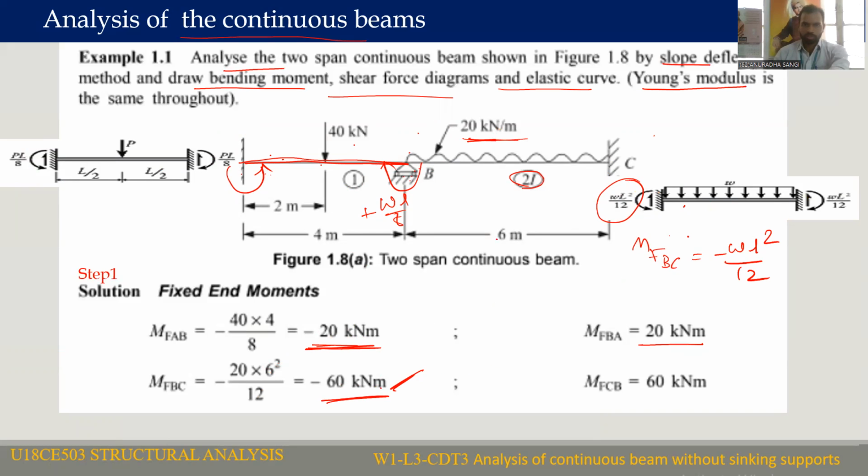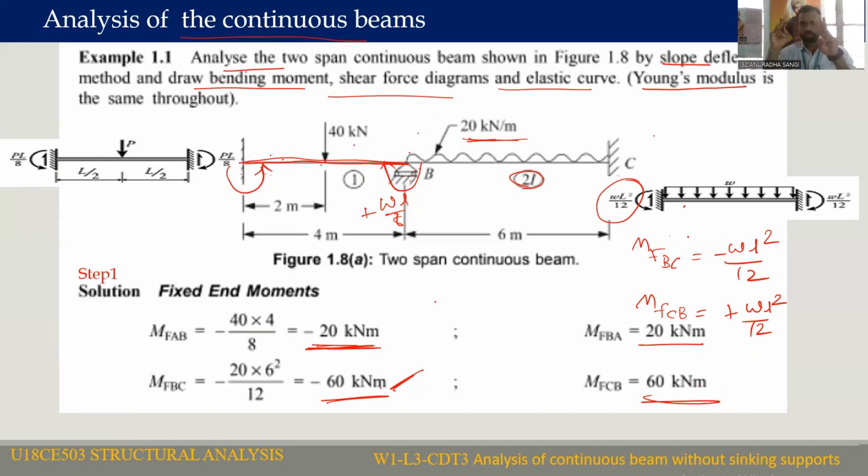Calculate MFCB also. MFCB, fixed end moment due to loading, will be equal to plus WL square by 12. That is, we are getting plus 60 kilonewton meter. So we are getting moments due to loading.